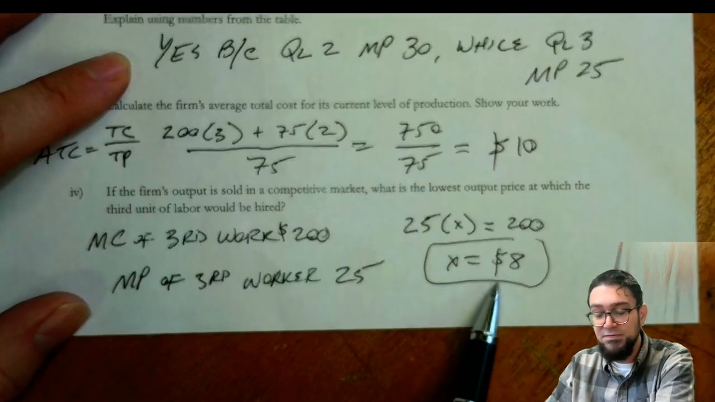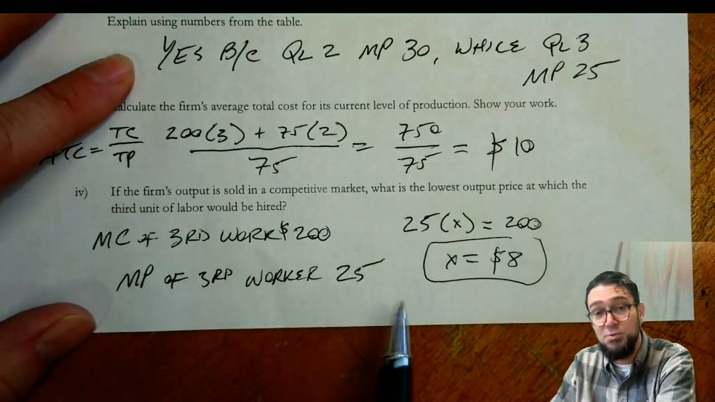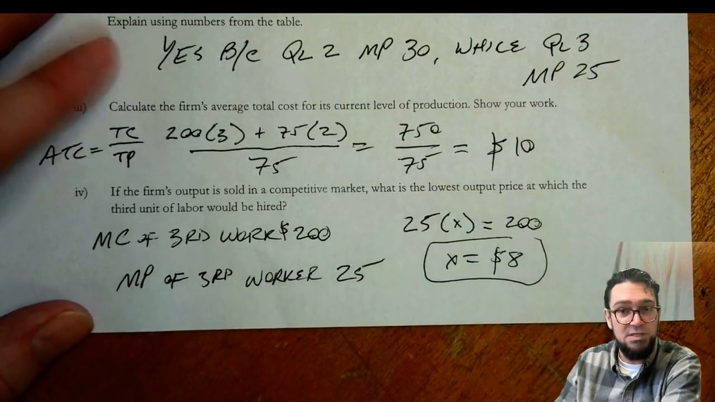So the actual price of the product in order to justify hiring the third worker would have to be at least $8 because that worker is going to generate 25 units. 8 times 25 is $200.